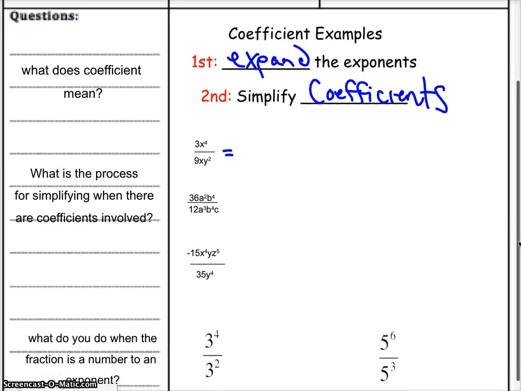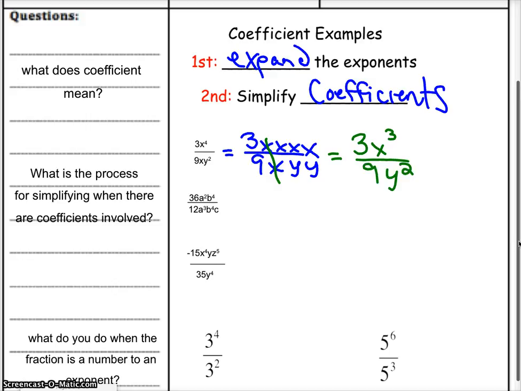I'm going to expand this top out, so it's 3, and how many x's? 4. 1, 2, 3, and 4. That looks like a y. And then on the bottom is a 9, 1x, and 2 y's. So I'm simplifying what I can, crossing out what I can. And then on the top I have 3x cubed over 9y squared. So I'm dealing with my variables first. And then I simplified this into 1/3.